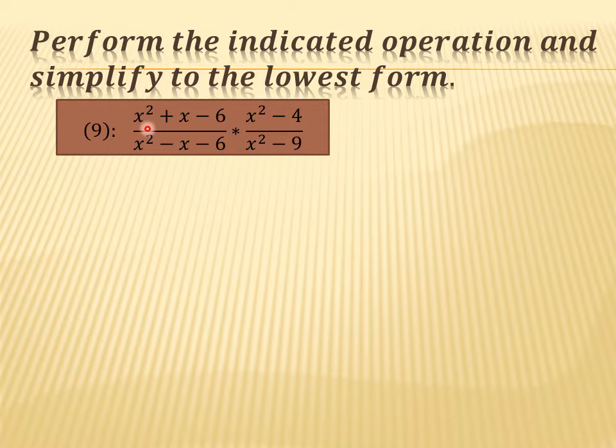Question number 9 is x square plus x minus 6 over x square minus x minus 6, multiply x square minus 4 over x square minus 9. So here the indicated operation is multiplication, so we have to cancel the numerators with the denominators here. We won't take the LCM because LCM is only taken when we have the sign of plus or minus between the fractions. So what will we do in the first fraction?